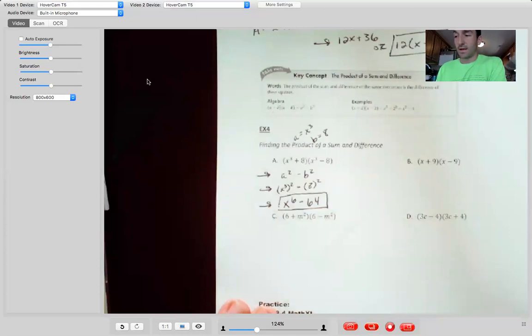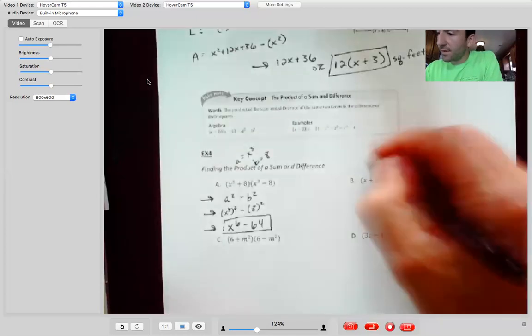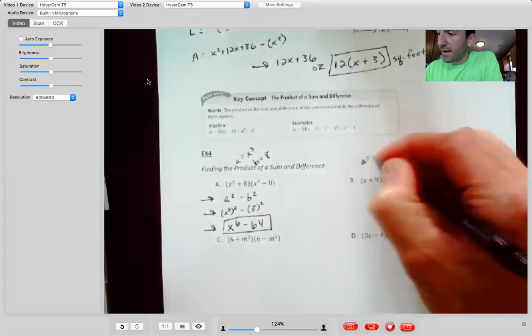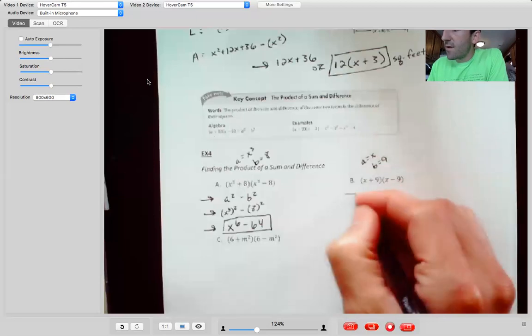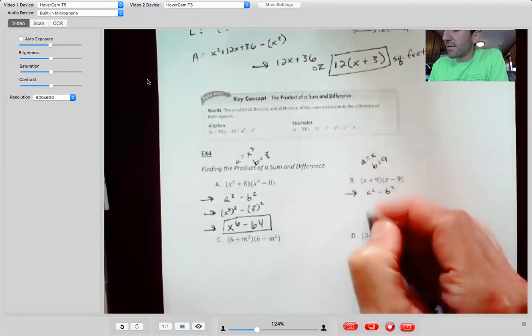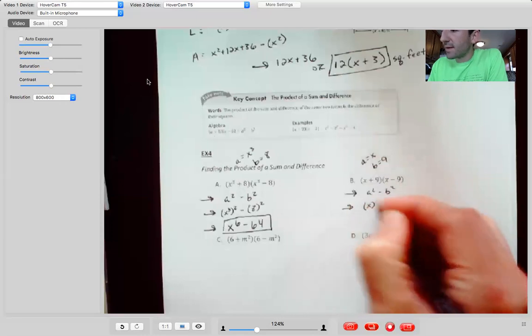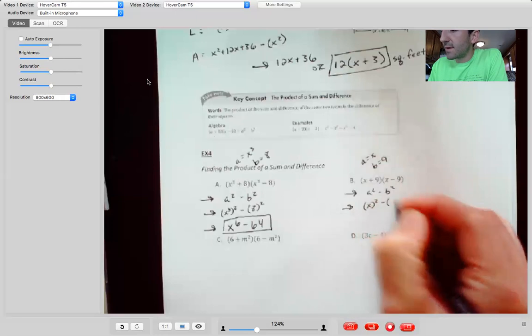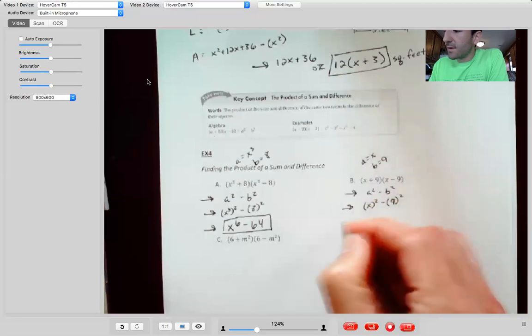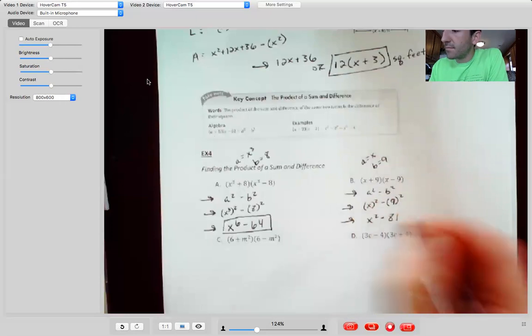All right, and then the next one, same deal, just different a and different b. Here, a is x, b is 9. a squared minus b squared, just because that's our formula. Sub in our values, that's equal to x squared minus 9 squared, which ultimately we write out as x squared minus 81.